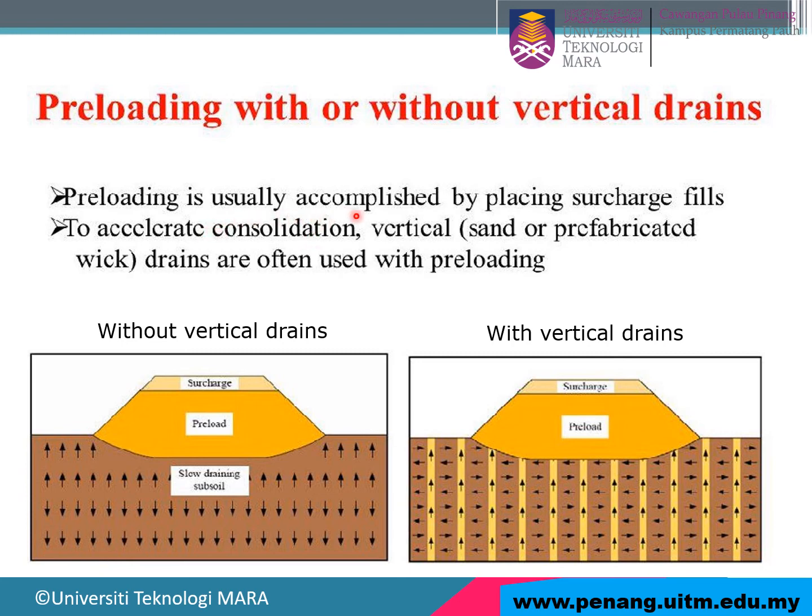Preloading is usually accomplished by placing surcharge fill. So we apply the surcharge fill, we load here, and then we have slow draining subsurface. However, this one is without vertical drain. To accelerate the consolidation, vertical drains are often used with preloading. So when you apply the vertical drain and also the surcharge, the process of consolidation will be faster, right?